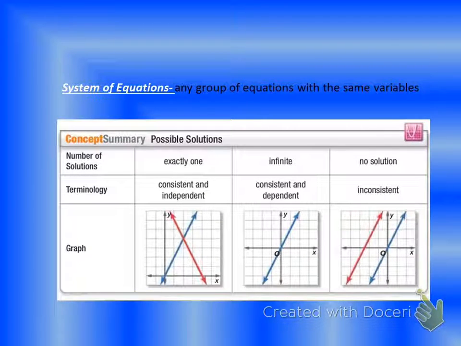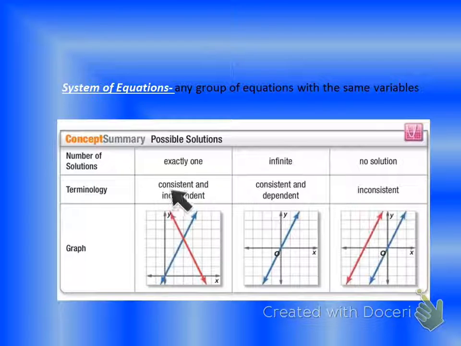Now if you look at that box down here, this is a little table of how many different types of solutions. It's different than just normal graphing lines. Now we're going to have a point where these two lines intersect, where they cross. That's going to be your answer, where these lines cross.